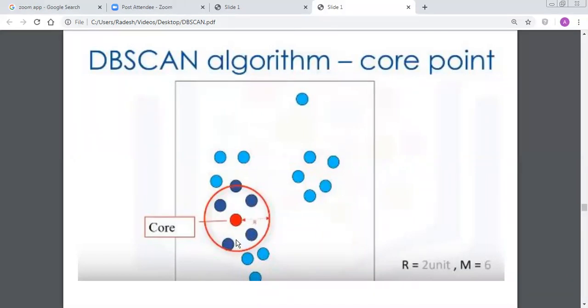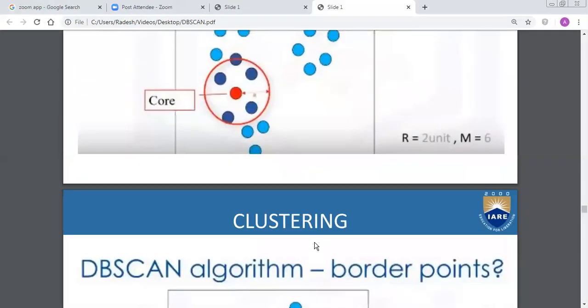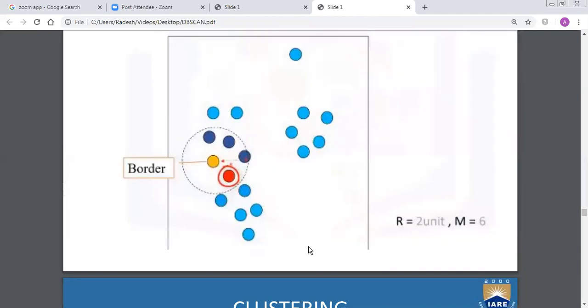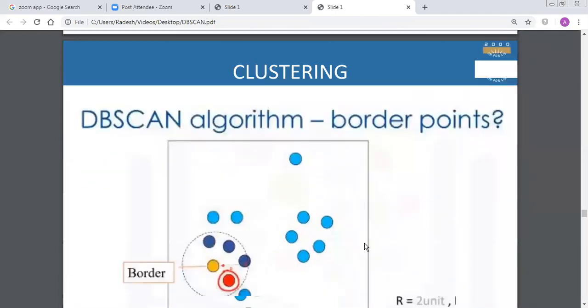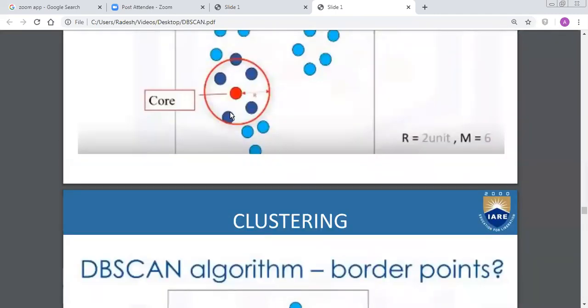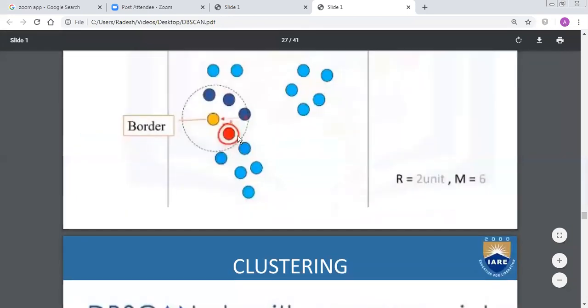So in total we have 6 different points. Next, let us see the next case, the border point. This is the core point I have selected, and as it is already marked as a core point, it will stay in red color. Now I am going to talk about this particular point, and I want to check whether it is going to become a core point or a border point.